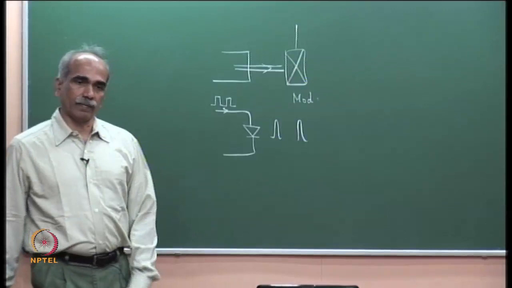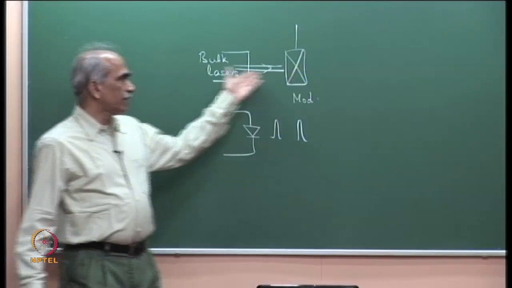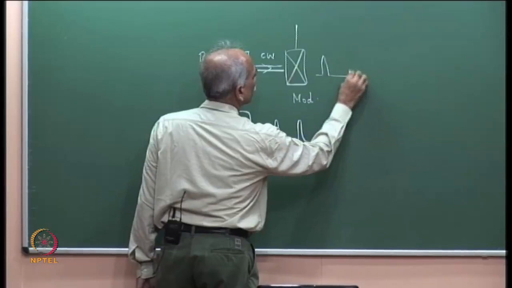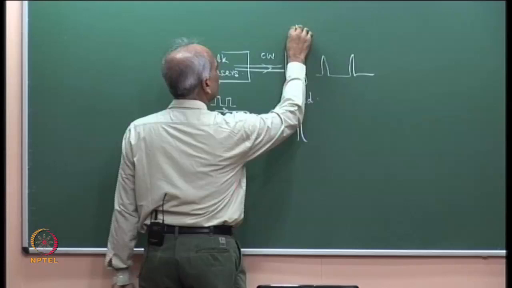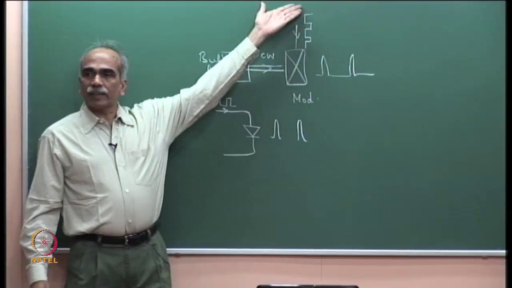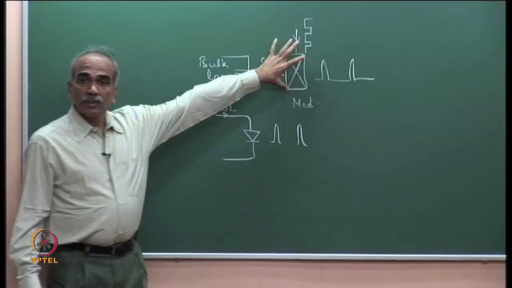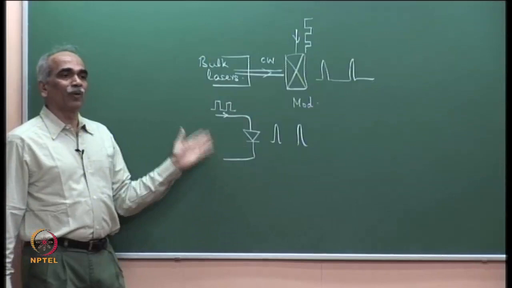Whereas in bulk lasers, you usually have a CW output here, continuous wave output, and the modulator then modulates with the required signal. So you feed the modulating signal here onto the modulator. The digital input or the modulated bit pattern is fed to the external modulator, whereas in the case of semiconductor lasers, direct modulation. And this is very, very helpful. It saves one additional component, one additional device is not required. You can directly modulate by modulating the current.